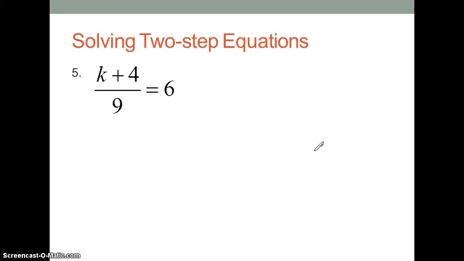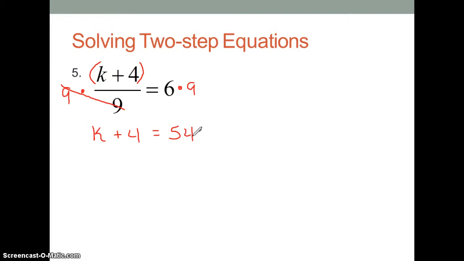Okay, so now we're going to begin solving two-step equations. In this one it says k plus 4 divided by 9 equals 6. Notice that we said the k plus 4 first. So in this one, the k plus 4 is together and we need to get rid of this 9 first. So in this one, you undo divided by 9 by multiplying by 9 on both sides. That way they cancel out and you're left with k plus 4 equals 54.